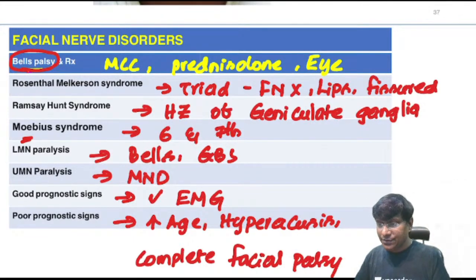Now yes, Ash, Justin Bieber, what has he developed? He has developed Ramsay Hunt or Melkersson-Rosenthal syndrome.